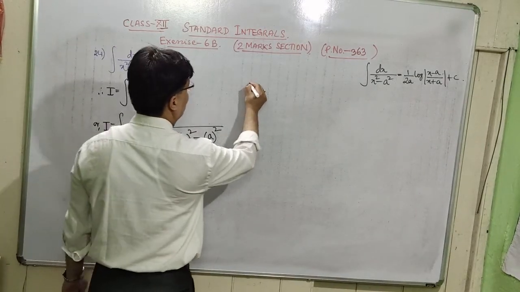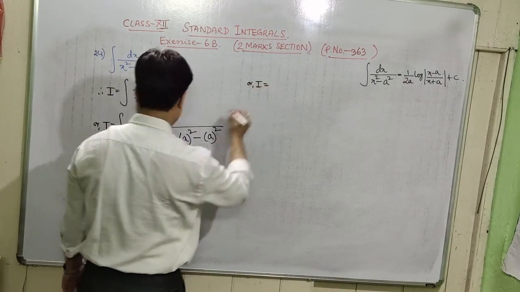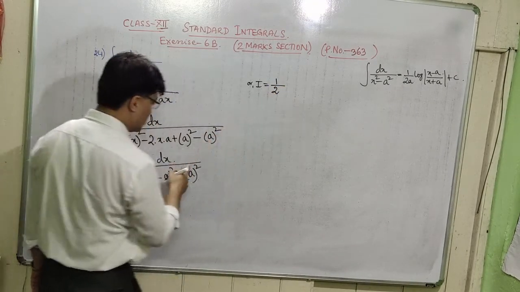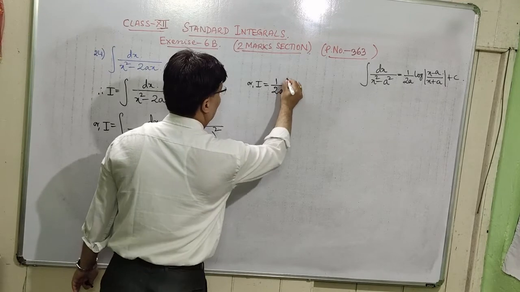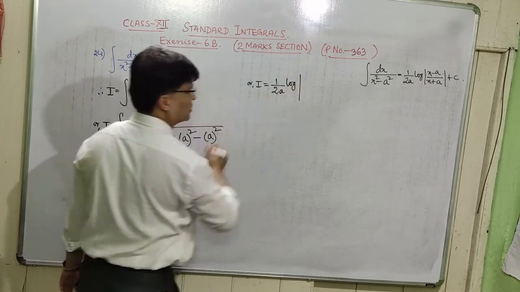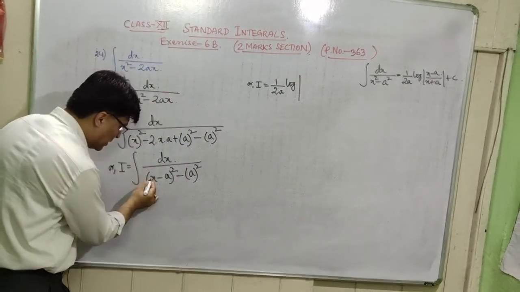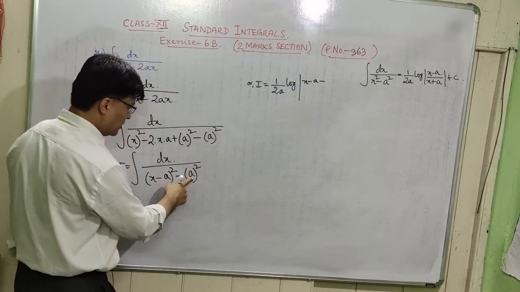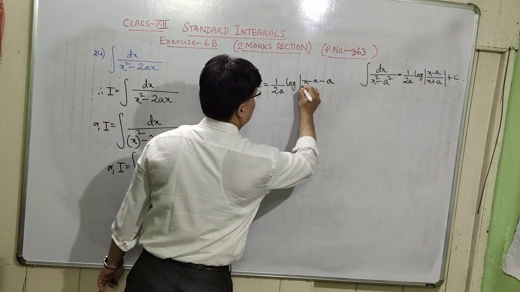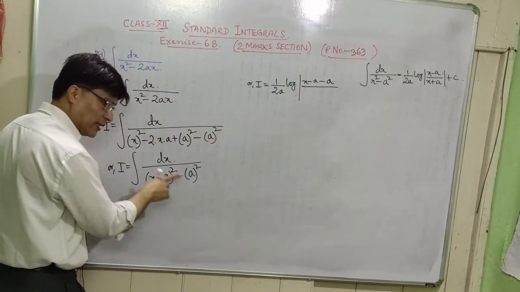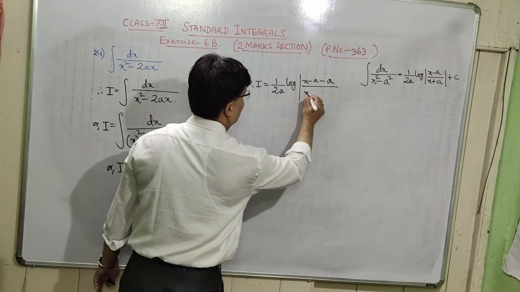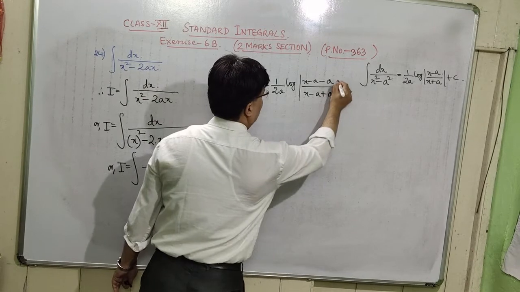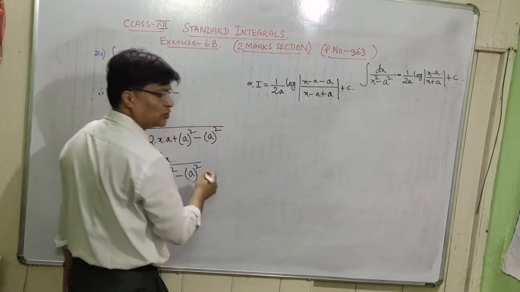Okay, so I is equal to, first of all it is 1 by 2a, 1 by 2 into what is a out here? It is a, log within mod. What is x minus a? Here x is x minus a. Then minus, what is a here? This is a, divided by x plus a. What is x plus a? Here x is x minus a, plus, and then you should write a. So mod sign closed plus c.